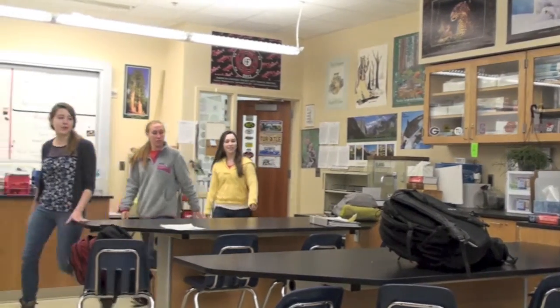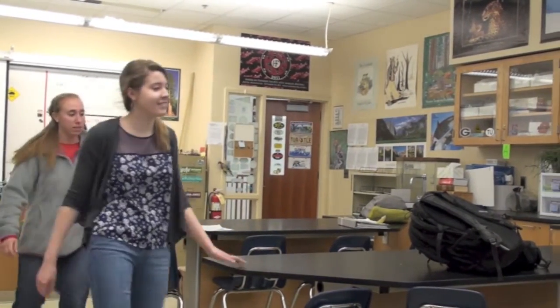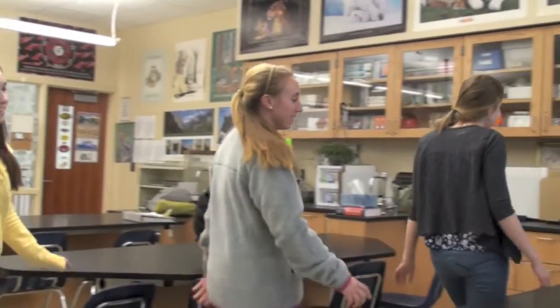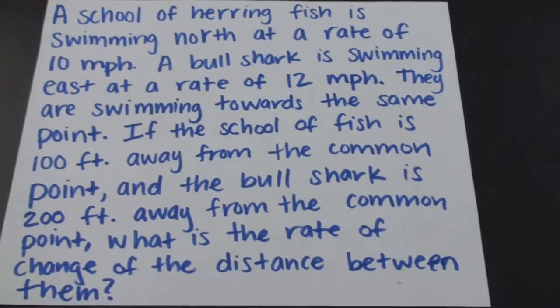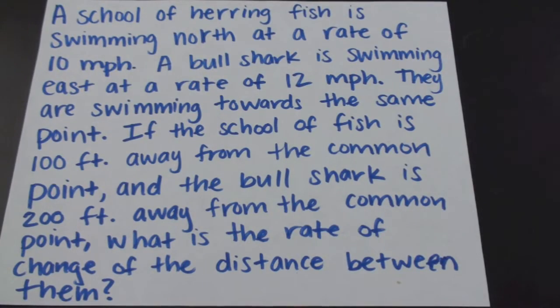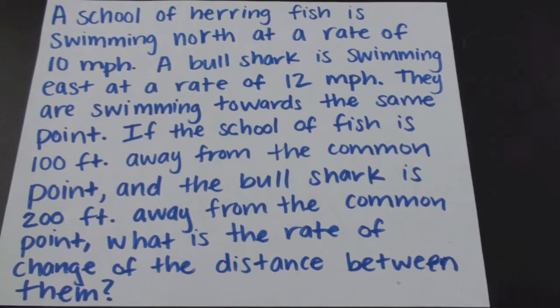There's the fish tank in the problem. The problem says, a school of herringfish is swimming north at a rate of 10 miles per hour. A bull shark is swimming east at a rate of 12 miles per hour. They are swimming towards the same point. If the school of fish is 100 feet away from the common point, and the bull shark is 200 feet away from the common point, what is the rate of change of the distance between them?